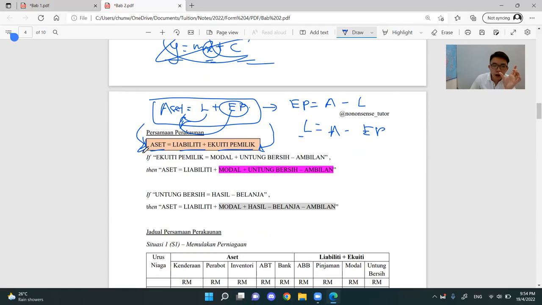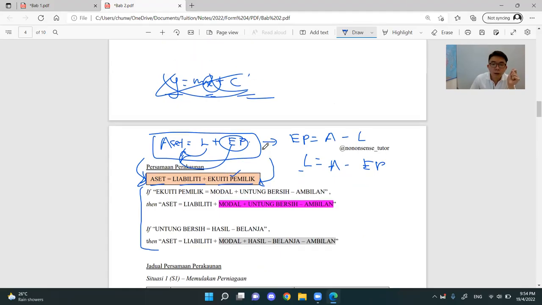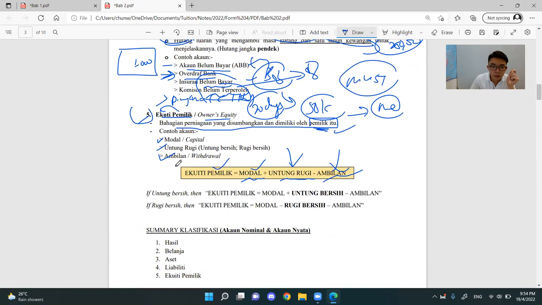All right. So, I made something for you here, so that when you look at it, you don't confuse yourself. Now, we go one by one. Equity per mille. What is the formula for equity per mille? Just now we saw it here. So equity per mille equals to modal plus untung rugi minus ambilan.